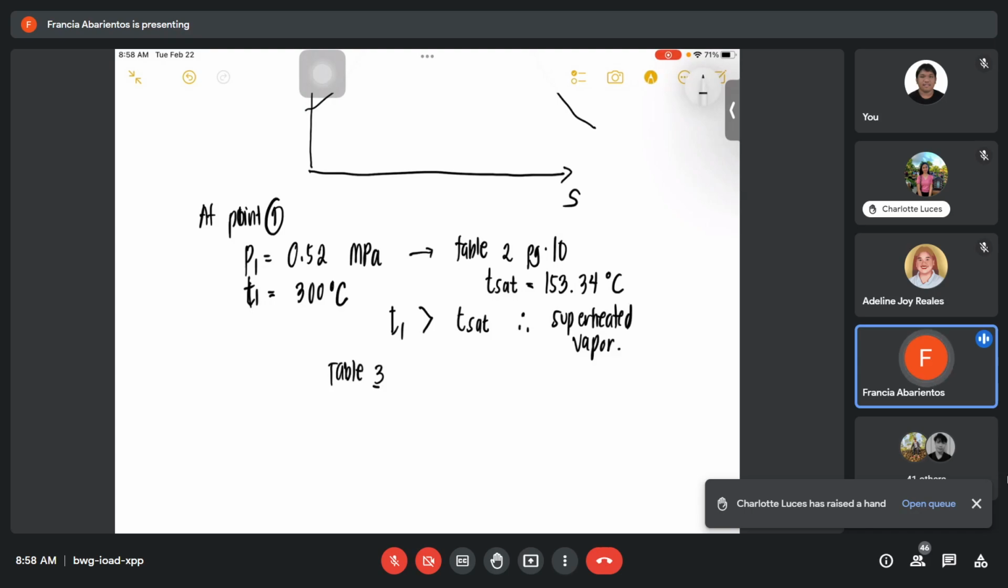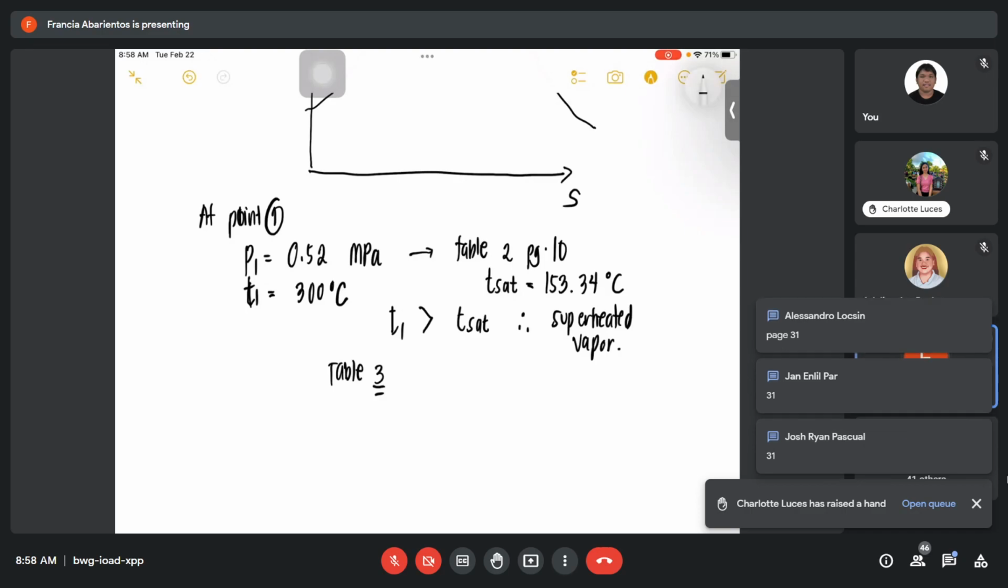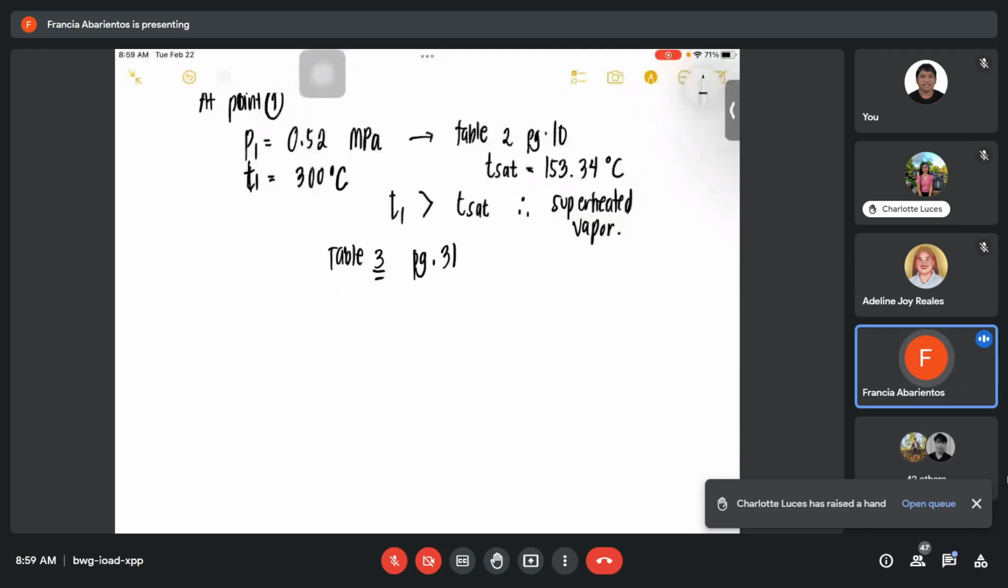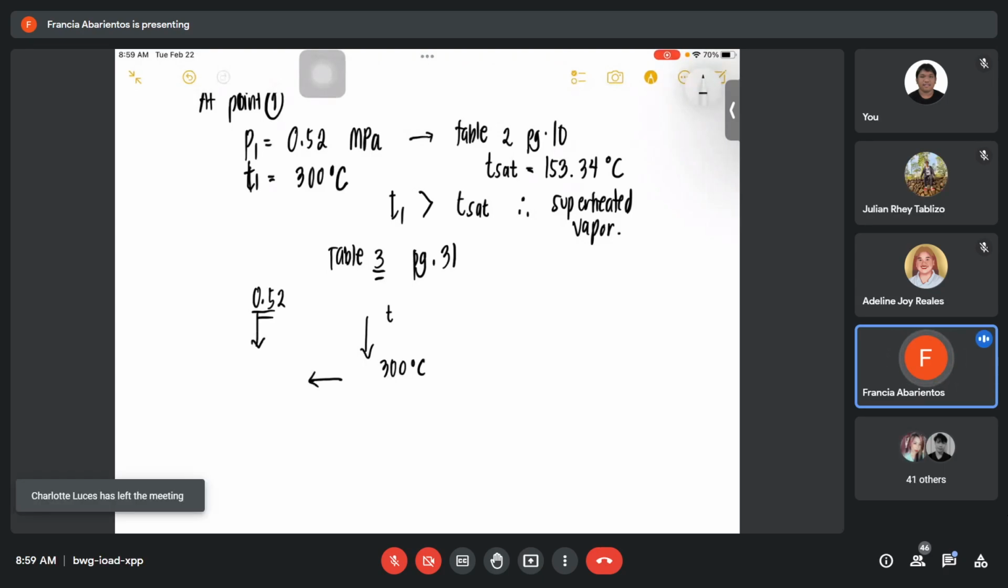Okay? After that, go to table 3. Anong page? Page what? 0.52. Mag-interpolate na ba tayo? Page 31. Ayun, no? Eksakto. Yes, class. Oh, this is page 31. Okay. Anong hahanapin nyo, class? So, andito na lahat. Given na sa atin kasi superheated vapor na siya. Hindi tayo mag-interpolate. So, 0.52 sa taas. Hahanapin nyo sa gilid yung temperature na 300 degree. So, ayan na. Papunta doon. Papunta dyan. So, mahahanap na natin yung state point, yung specific volume at point 1.